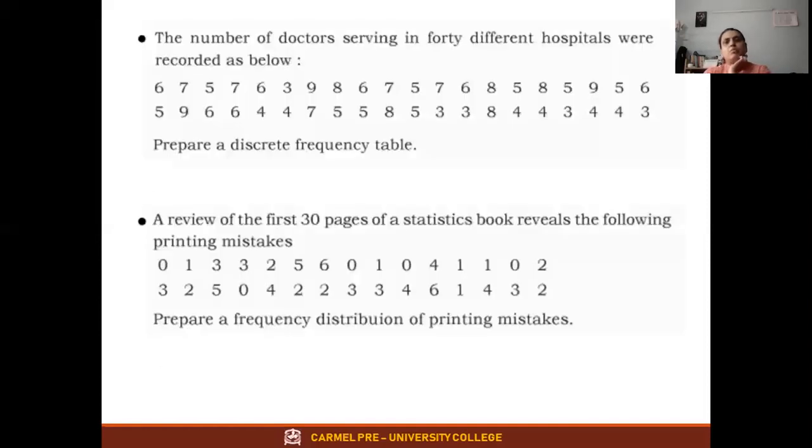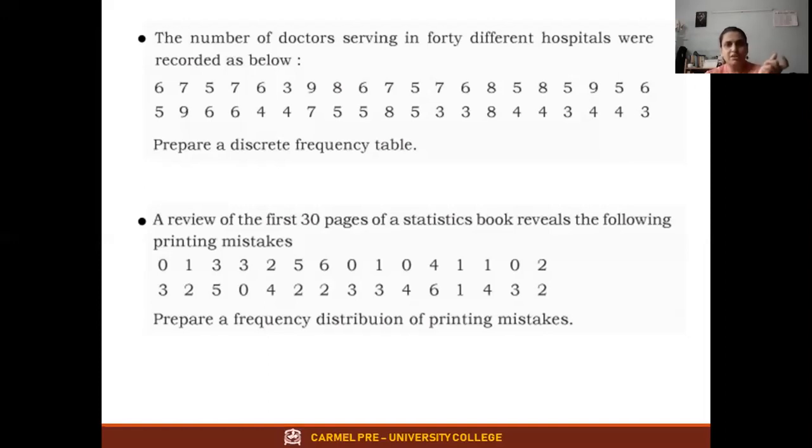And then 2 problems. The number of doctors serving the record, prepare discrete frequency. I've given you the 2 homework questions from the previous videos. Today's I've given you to do from the video itself. But for homework I've given you from the previous, because in the previous I didn't give you to prepare a discrete. So discrete means what? No class interval. So what are your values? Number of doctors serving in 40 different hospitals.